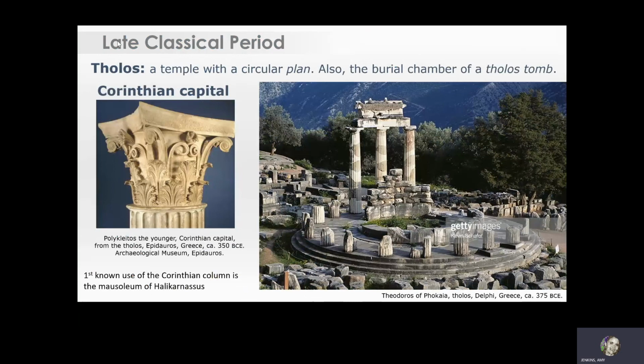In the late classical period, a tholos is a temple with a circular plan. It's also the burial chamber of a tholos tomb. Here's an image of a Corinthian capital. Polycletus the Younger, the Corinthian capital from the Tholos, Epidaurus, Greece, circa 350 BCE. The first known use of the Corinthian column is the Mausoleum of Halicarnassus.